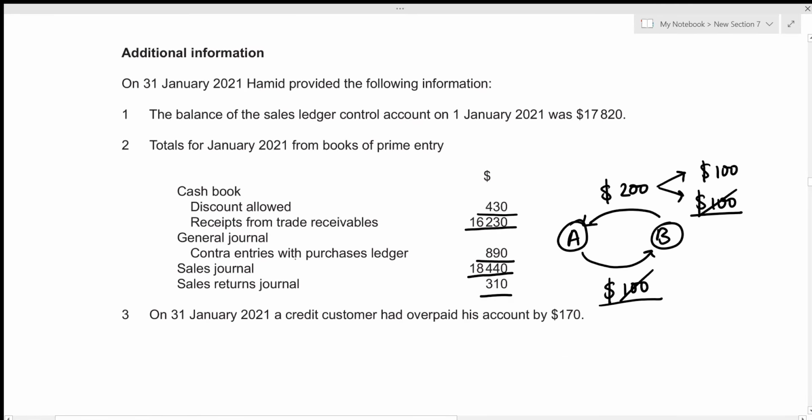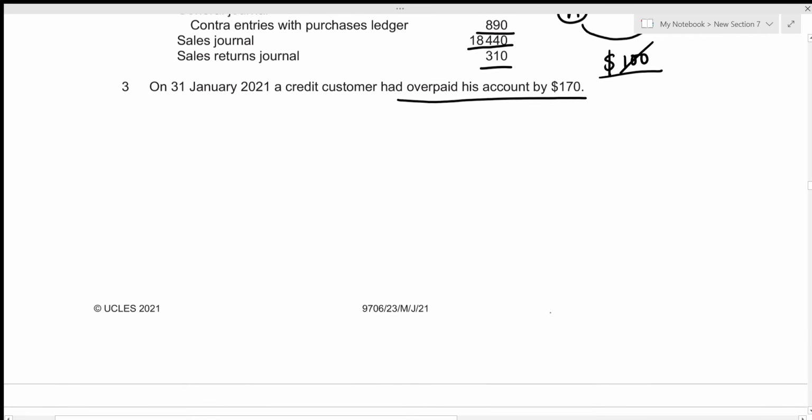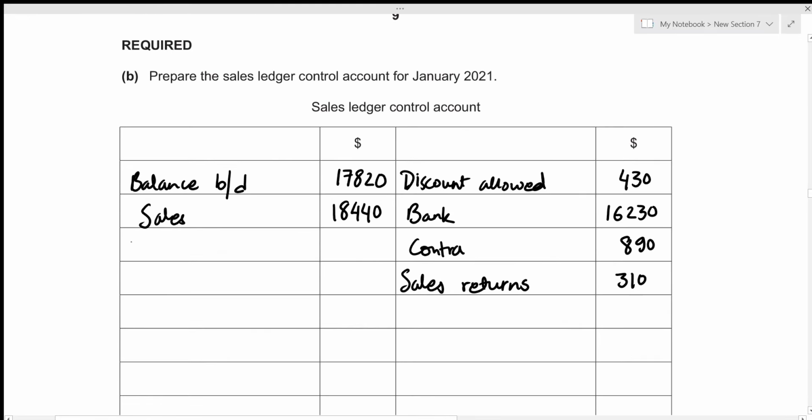Alright, so we've done the work for information 1 and information 2. Now information 3 states that on 31st January 2021, a credit customer had overpaid his account by 170. So if he overpaid, then obviously it has increased the receivables amount, right? So this must be recorded on the debit side. Let's do that. Since this was on the last date for the month, 31st January 2021, this will be recorded under the heading of balance CD because this will be the closing balance. Let's write it down. This has the balance 170.